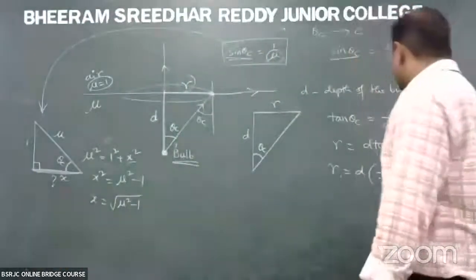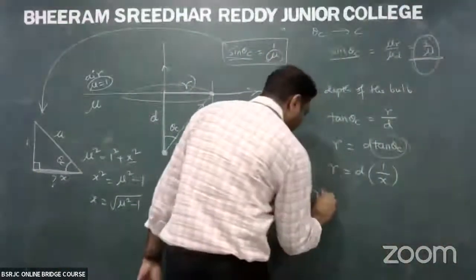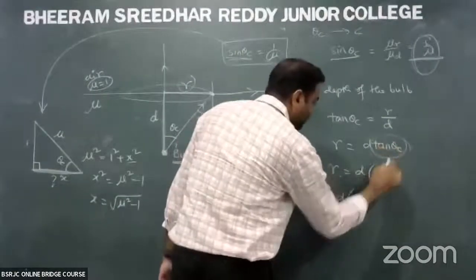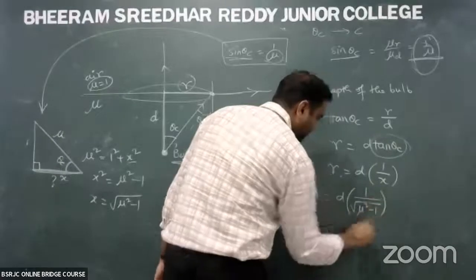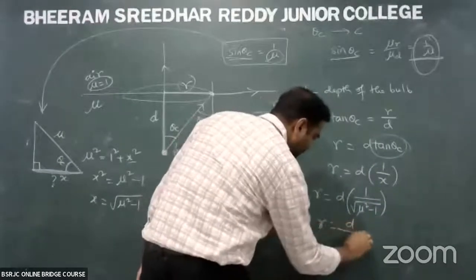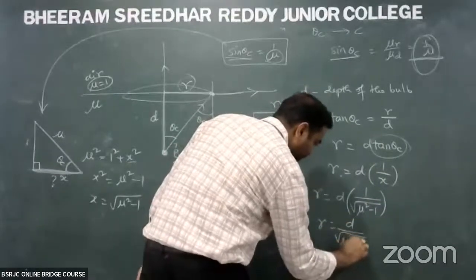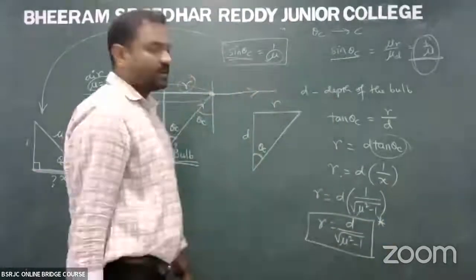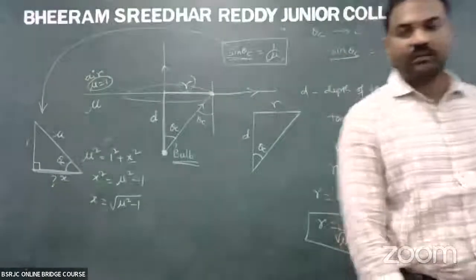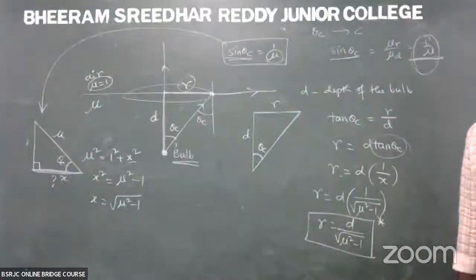As it is 1 by x, the R value is equal to D into 1 by x, where x is root of mu square minus 1. Then what is the R value? D by root of mu square minus 1. R value is equal to D by root of mu square minus 1.